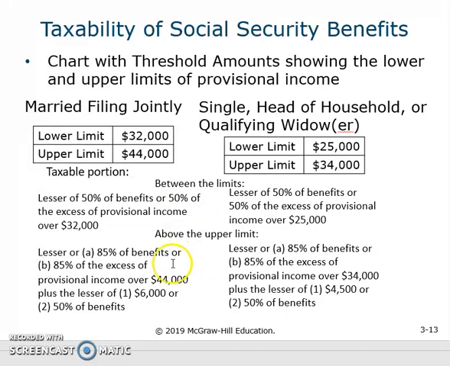If the provisional income that is calculated is above the upper limit, then the lesser of either 85% of the benefits or 85% of the excess of provisional income over the upper limit, plus either the lesser of $6,000 for married filing jointly or $4,500 for single, head of household, or qualifying widow, or 50% of the benefits would be taxable.